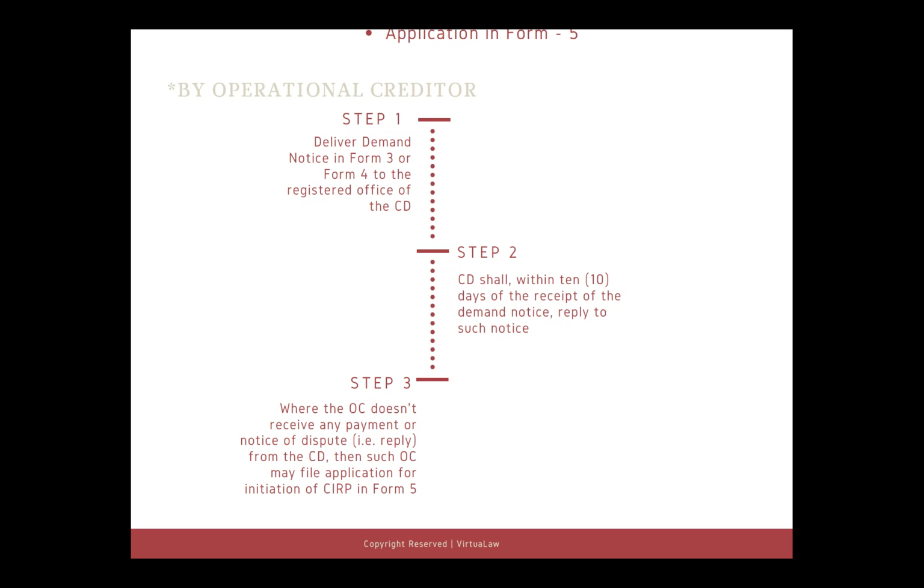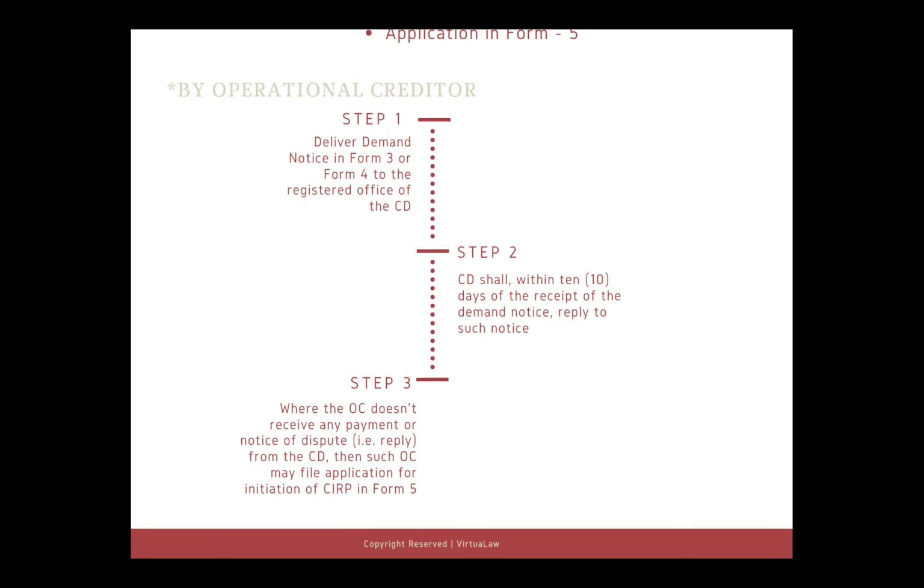So where an operational creditor wants to initiate CIRP, the corporate insolvency resolution process, against a corporate debtor, what is step 1? Step 1 here is not filing of application with the adjudicating authority. Rather, that is the last step. So what is the first step? Even before filing of application, firstly, you have to deliver a demand notice to the registered office of the corporate debtor. What is this demand notice? It is nothing but a notice demanding the payment of monies to the operational creditor. You can either deliver a demand notice in Form 3 or you can simply deliver a notice along with your invoices in Form 4, because invoices are also a form of demand only.